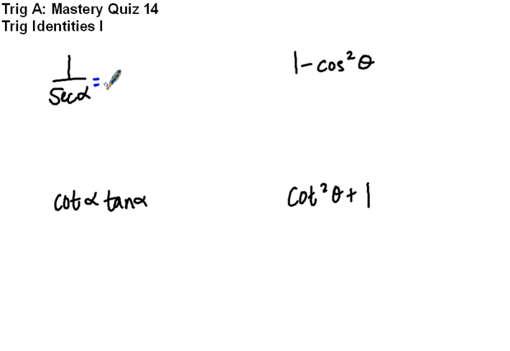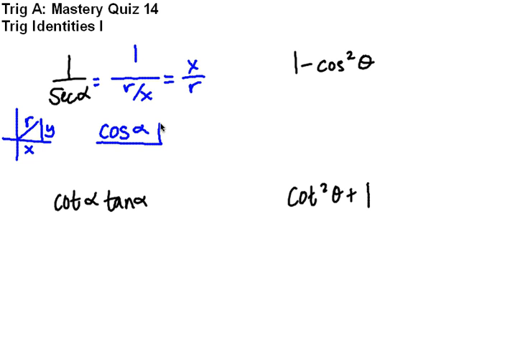And on our triangle that had the x, y, and r, secant is r over x. We're reciprocaling that thing, so rather than 1 over r over x, that's the same as x over r. You should recognize x over r as cosine. Alternatively, you might be able to go straight into the second box and recognize that the reciprocal of secant is cosine. Please memorize that one. The reciprocal of secant is cosine.